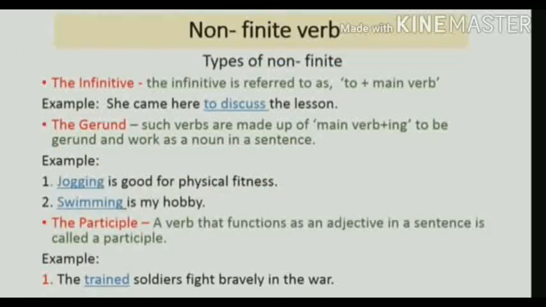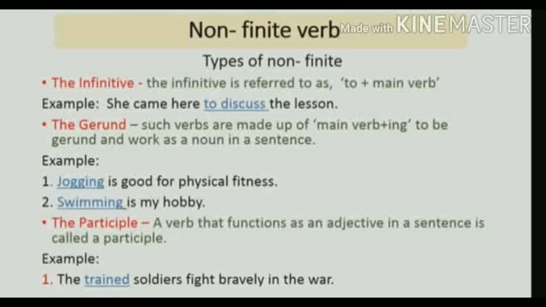Now, let's see what the types of non-finite verbs are. The infinitive, or non-finite, is referred to as "to" plus main verb. For example, she came here, "to" plus main verb is discuss, so to discuss the lesson, she came to discuss the lesson, so nothing changes. So among non-finite verbs, the first form is the infinitive verb.